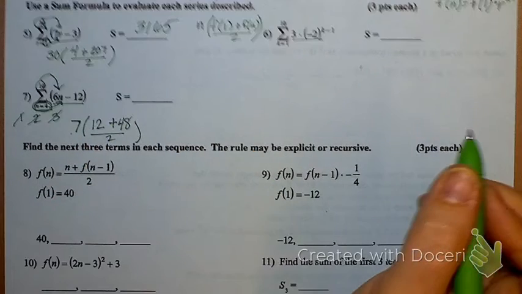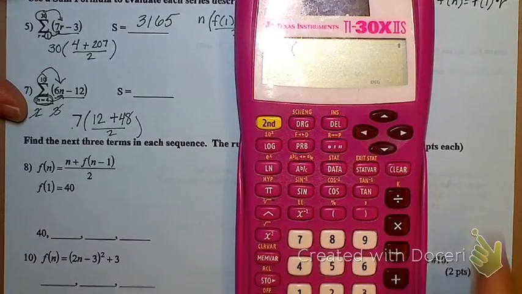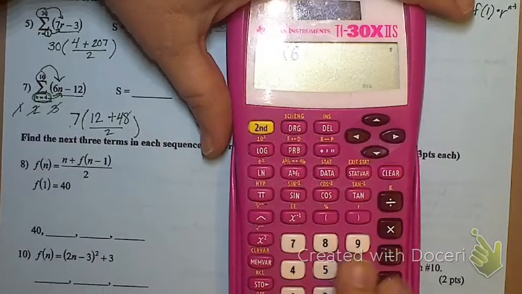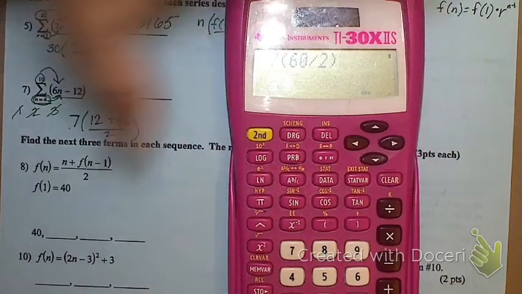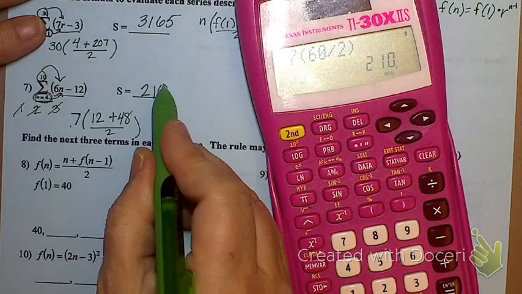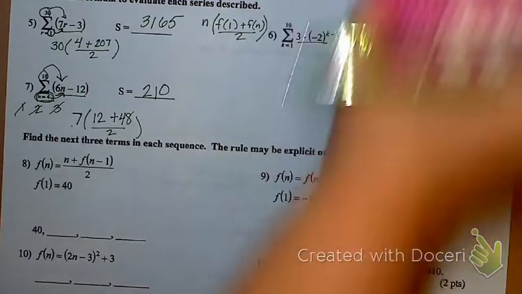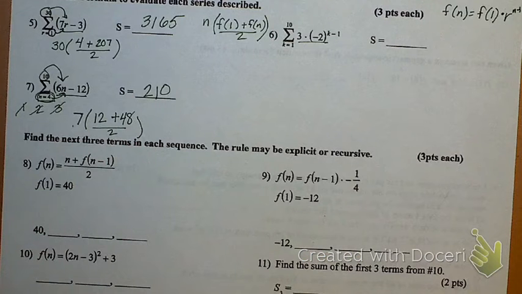So I have 7 times 12 plus 48 over 2. That's 7 times, what is 12 plus 48? 60. 60 divided by 2, that's 7 times 30, isn't it? 210 is my result right there. Do I want to see work? Yes, of course. Okay, wait, can you explain the 7 again?